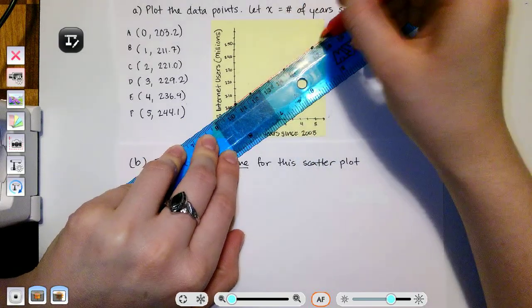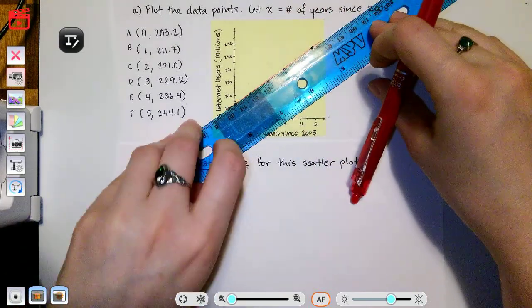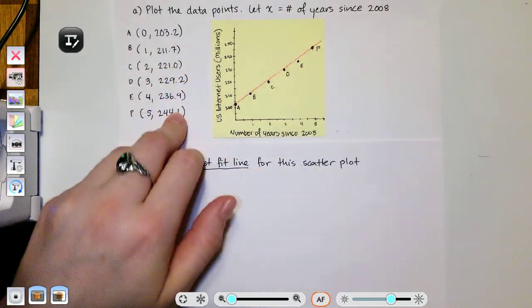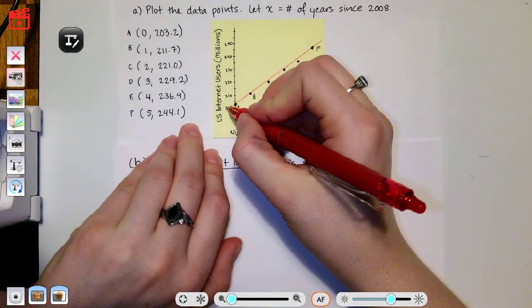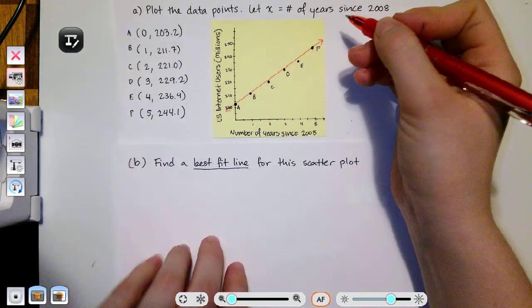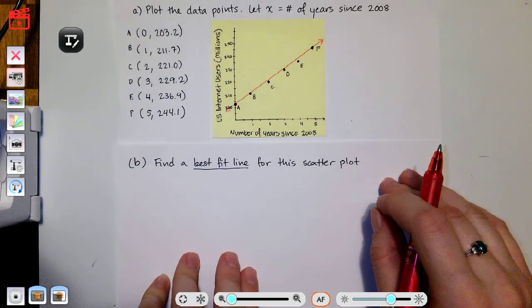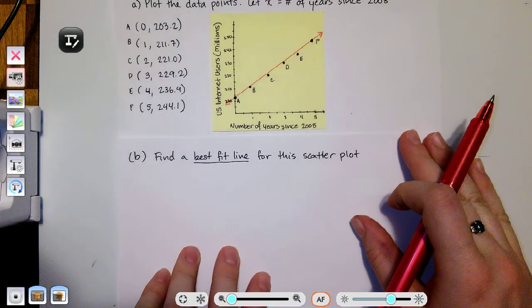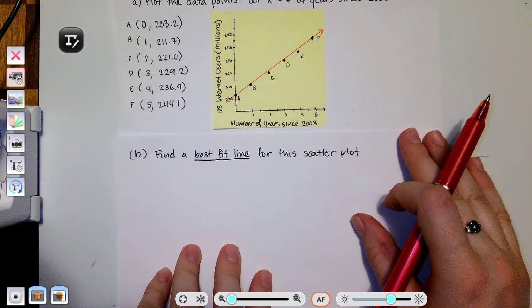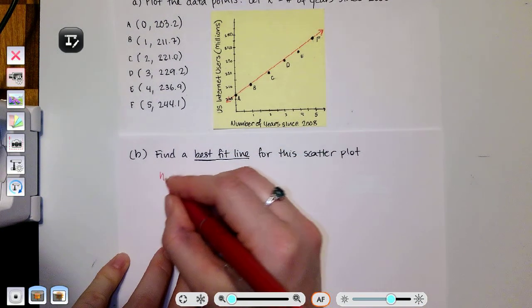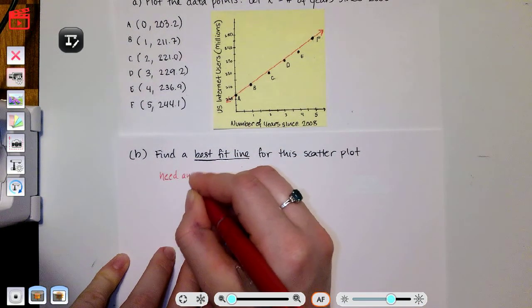Okay, remember this is a best fit line, so it's not going to be 100% accurate for our data. And your line might end up looking a little different from mine because we're estimating. So that right there is the line I have drawn. But I want to find a best fit line. So how do I find a line? Well, I need an equation for this line.